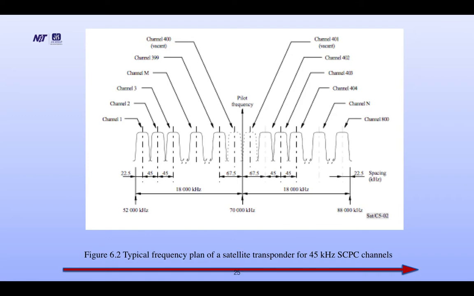This is the typical frequency plan of a satellite transponder for 45 kHz SCPC channels. There are several channels shown there, with a pilot carrier, and channel 1, 2, 3, 4, channel M, channel 399 up to channel 400, on both sides of the pilot carrier. The pilot carrier is at 70,000 kHz, on the left side it is 52,000 kHz, and on the right hand side it is 88,000 kHz.